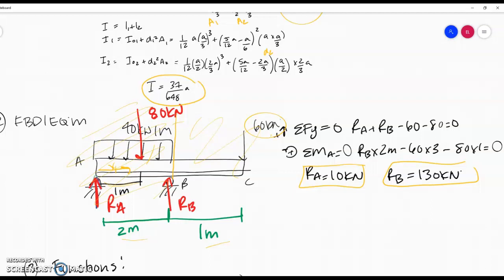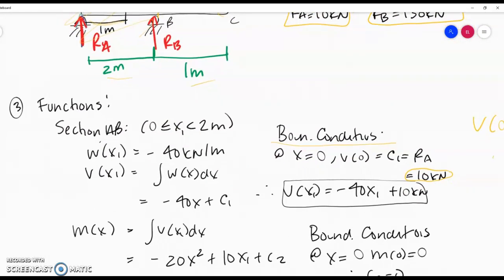And so for global equilibrium, I have RA plus RB minus 60 minus 80 is equal to 0. Then I take the moment at A, with RB, the 60 and the 80, and I can solve for RA and RB. Third step, find the functions.